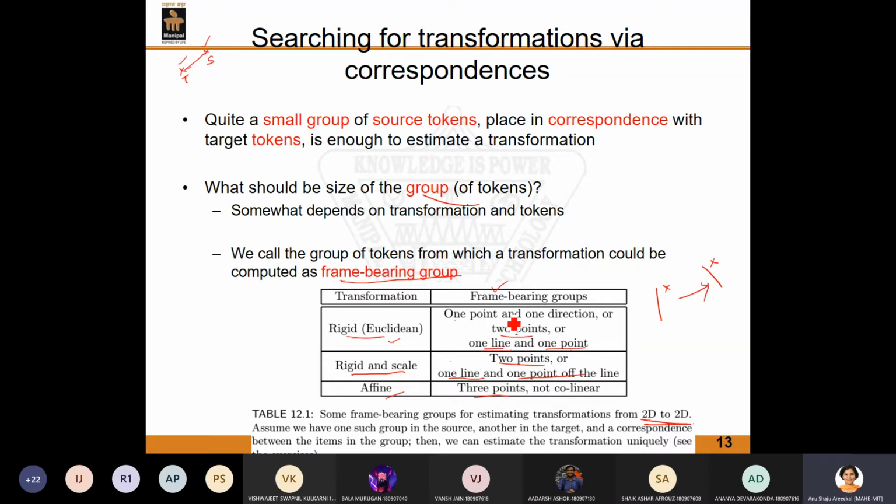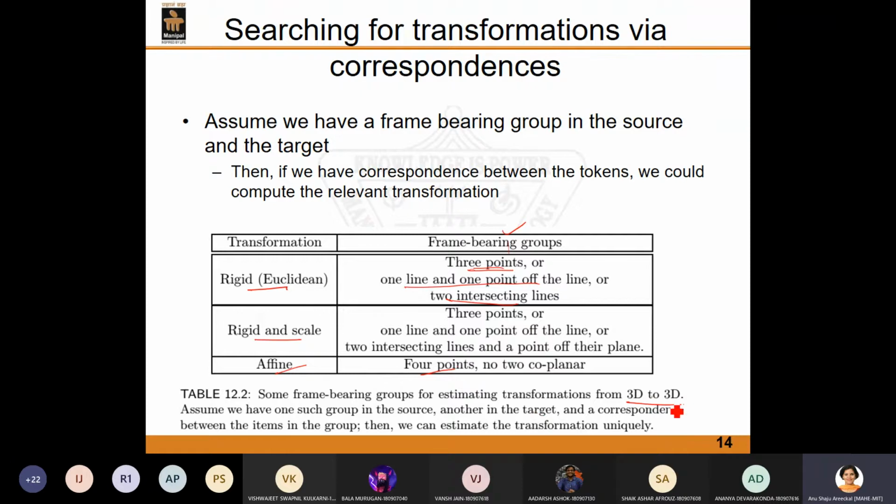So the frame-bearing groups for three of the transformations are shown here, and this is for the case of 2D to 2D transformation. The frame-bearing groups for 3D to 3D transformation are just different. For the 3D to 3D transformation, instead of 2 points there, it becomes 3 points here, and so on. In this case, it would be 2 intersecting lines that also come in between. So knowing which frame-bearing groups support which transformations, in 2D to 2D registration as well as 3D to 3D registration, is important.